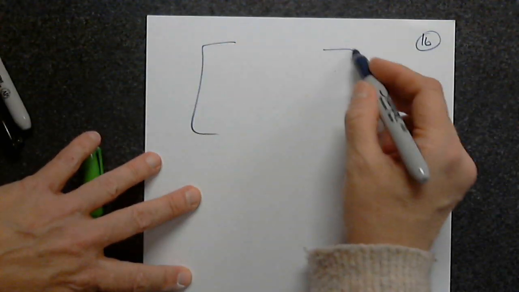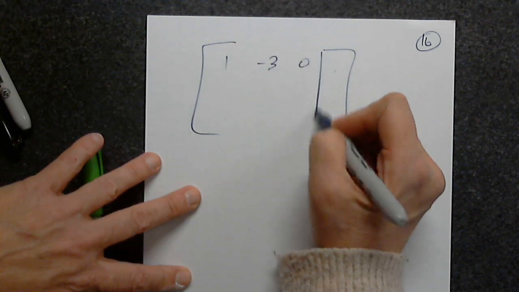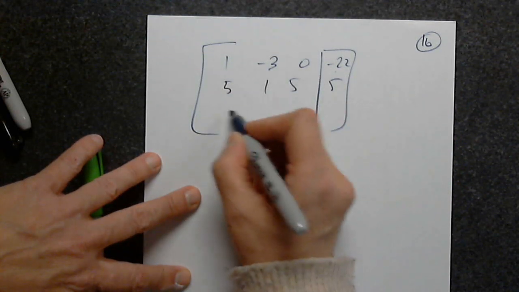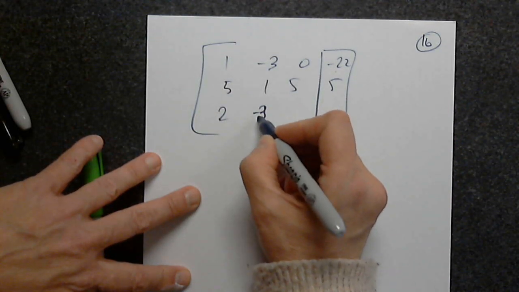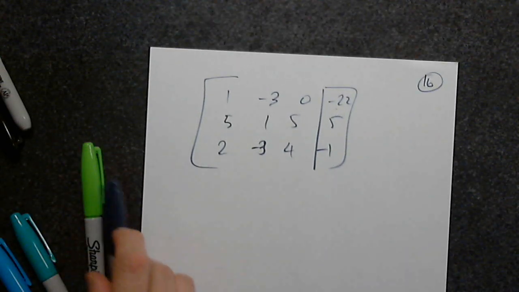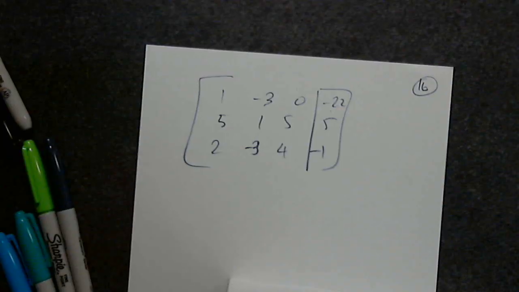I'll just give you the matrix. Going across: 1, negative 3, 0, negative 22; 5, 1, 5, 5; 2, negative 3, 4, negative. Perfect. Okay, so start without me. I have to dig deep for more paper. They ate up all my paper. Not at all. Here it is.